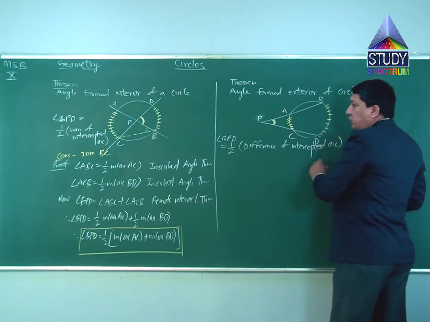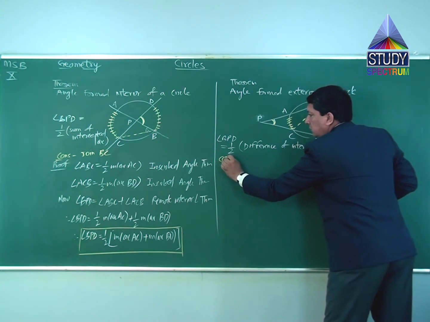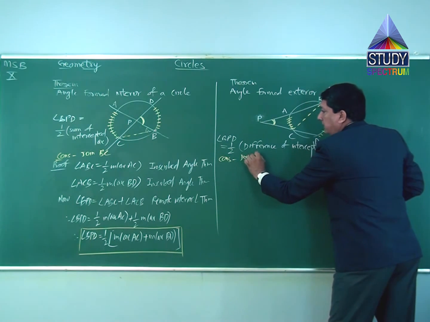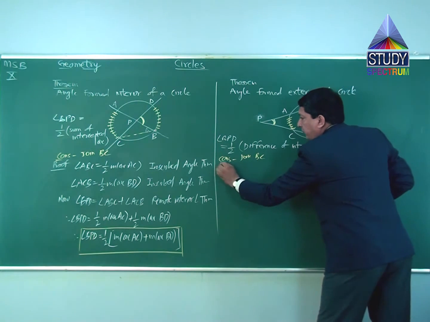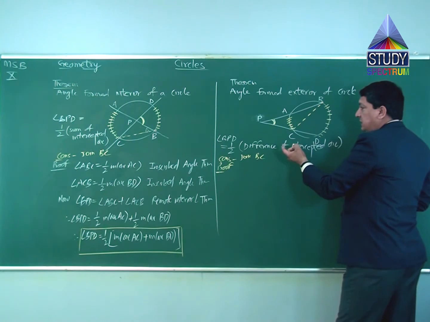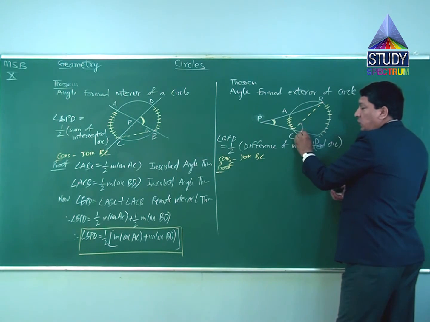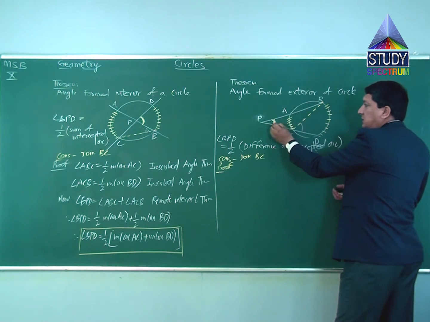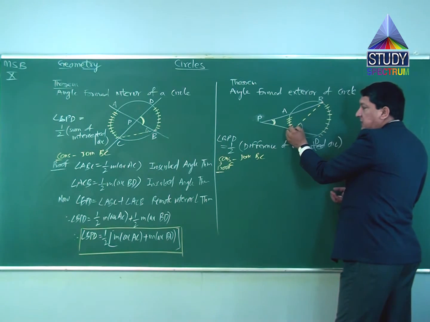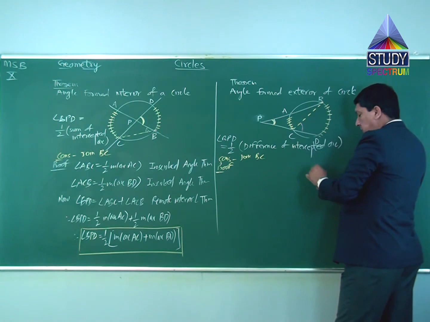For this, we'll join BC. Construction: join BC. Proof of this. In the same way we are going to get the answer. This angle is equal to the sum of these two angles, this angle and this angle. Now this angle is half of this as per the inscribed angle theorem. This angle is half of this as per the inscribed angle theorem.